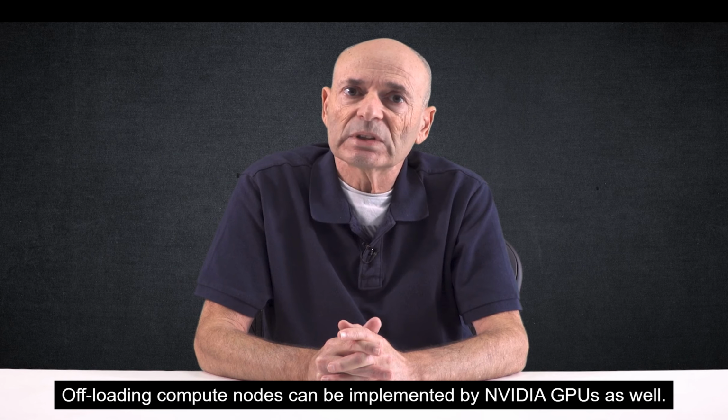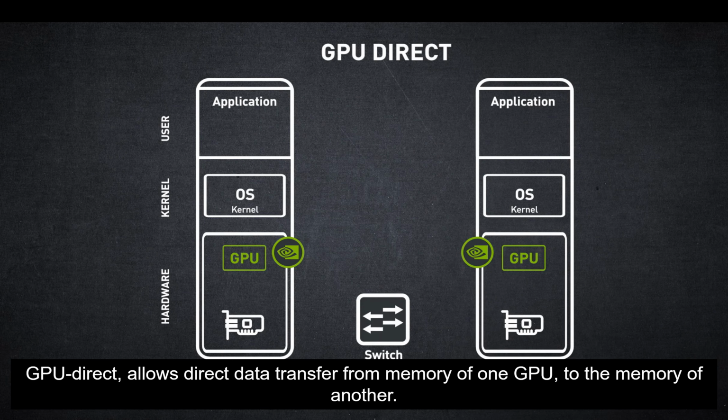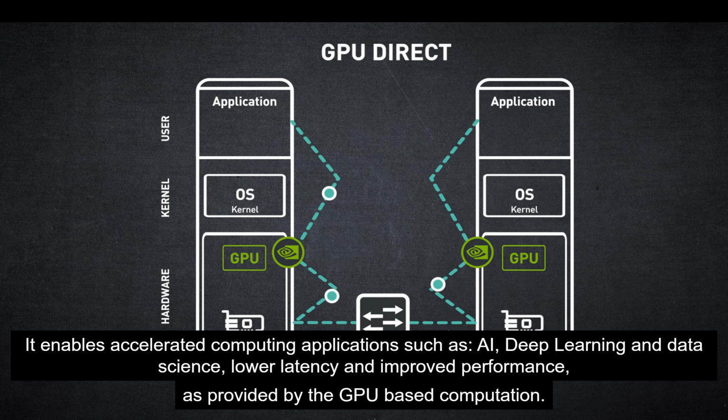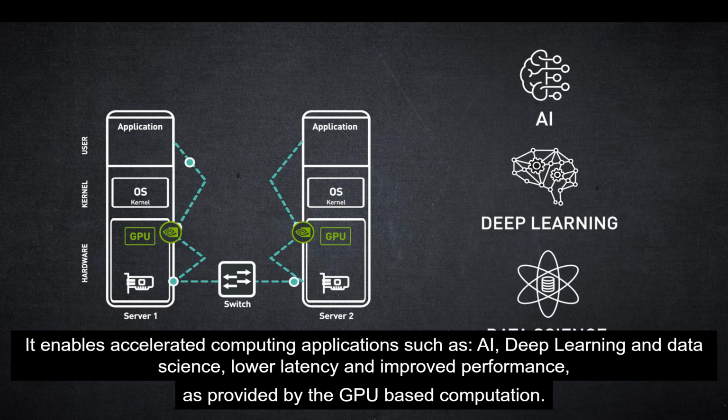Offloading compute nodes can be implemented by NVIDIA GPUs as well. GPU Direct allows direct data transfer from memory of one GPU to the memory of another. It enables accelerated computing applications such as AI, deep learning, and data science lower latency and improved performance as provided by the GPU-based computation.